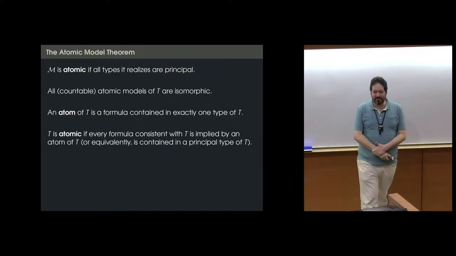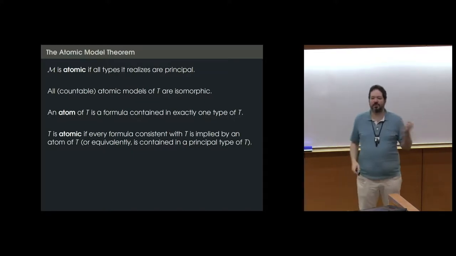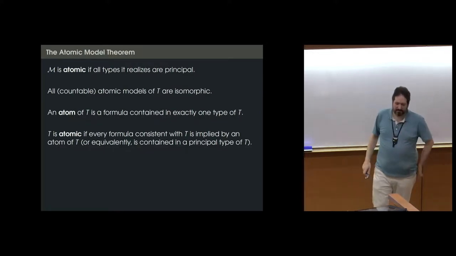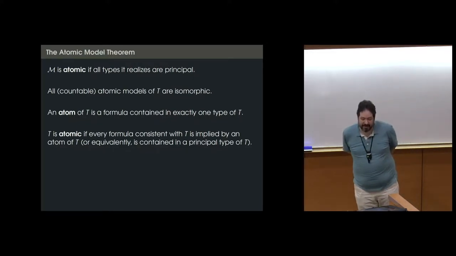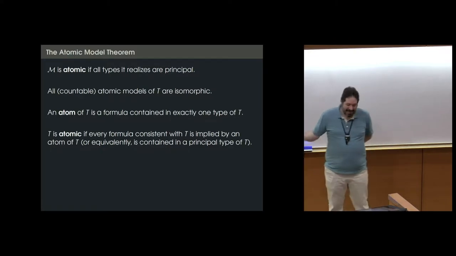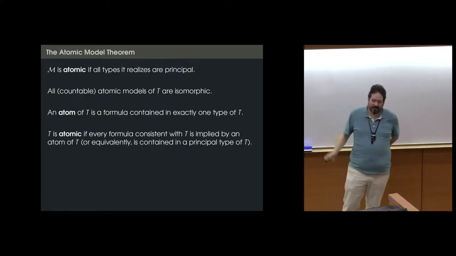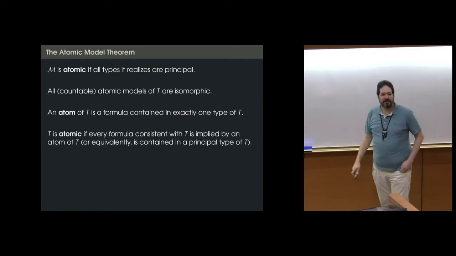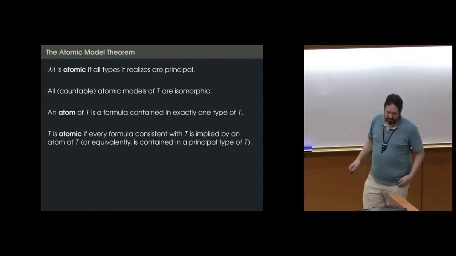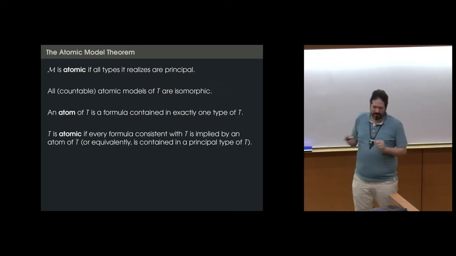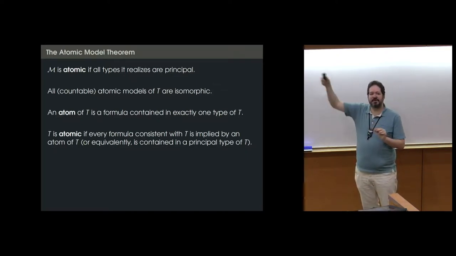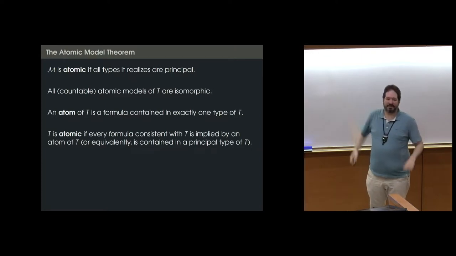Now, when are there atomic models? Well, an atom of a theory is just a formula containing exactly one type. So it's a formula that isolates the type. It implies everything in the type. And T is atomic if every formula consistent with T is implied by an atom. Or equivalently, you can say it's contained in a principal type of T, but I want to state it that way. You'll see why in a second. But that may be the easiest way to think of it: that for every formula, there's a way to extend it to a type that's principal or isolated.